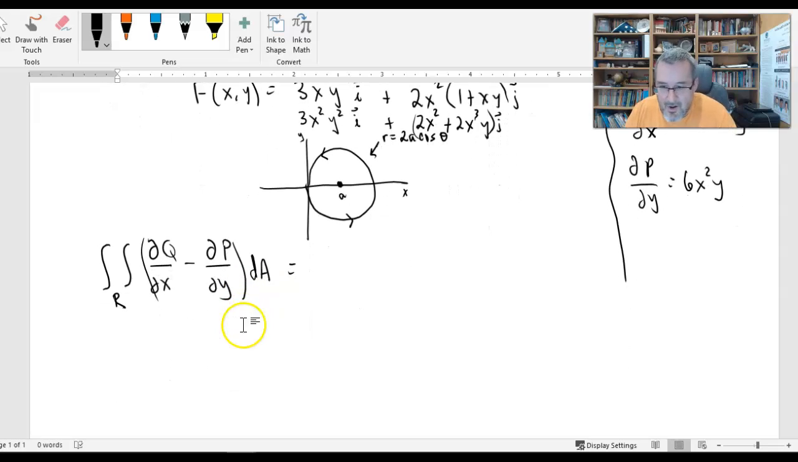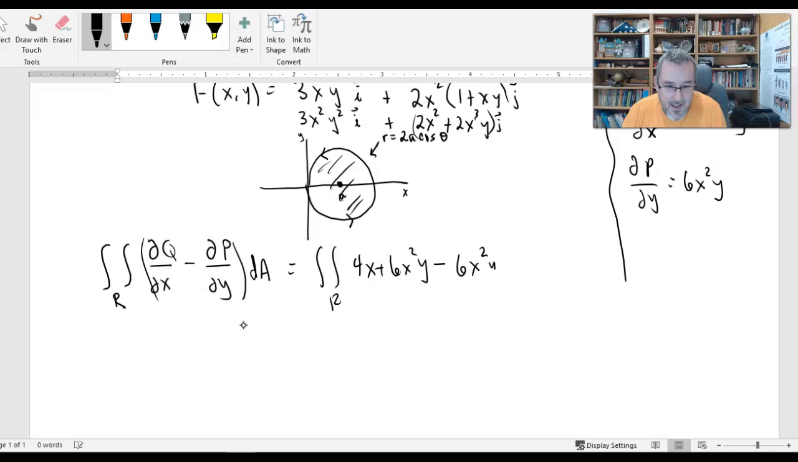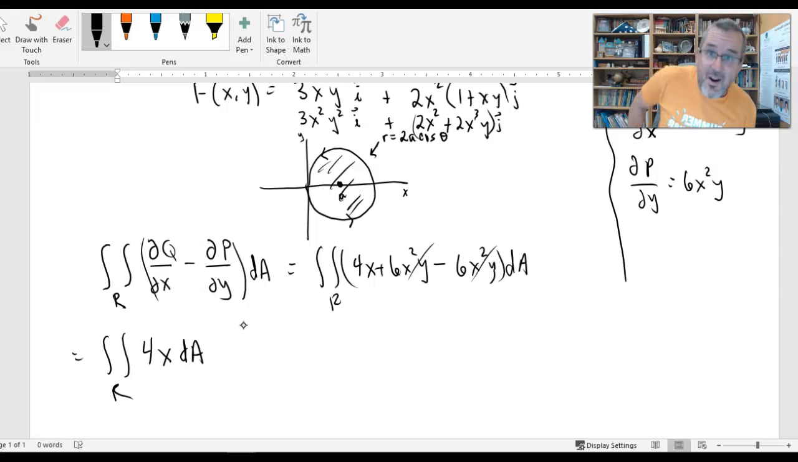And so coming back to our Green's theorem, what we've got is the double integral over that region R, which is the region R we're speaking of, of dq dx, 4x plus 6x squared y, minus dp dy, minus 6x squared y, and remember, this is all times dA. Nice. And now you can probably see why they set this one up the way they did, to showcase that Green's theorem can be useful, because it all boils down to just integrating 4x dA on that region R.